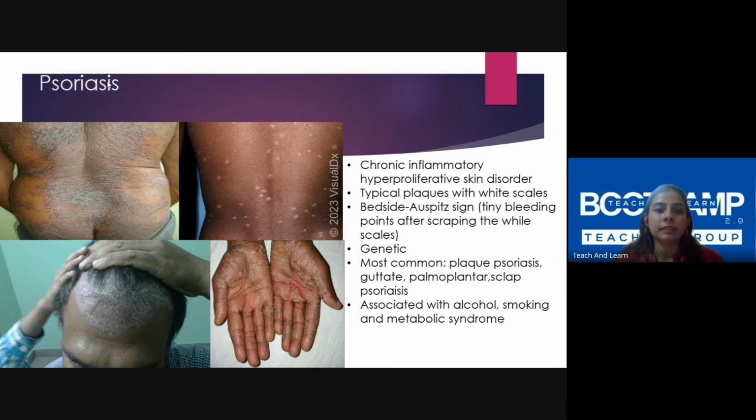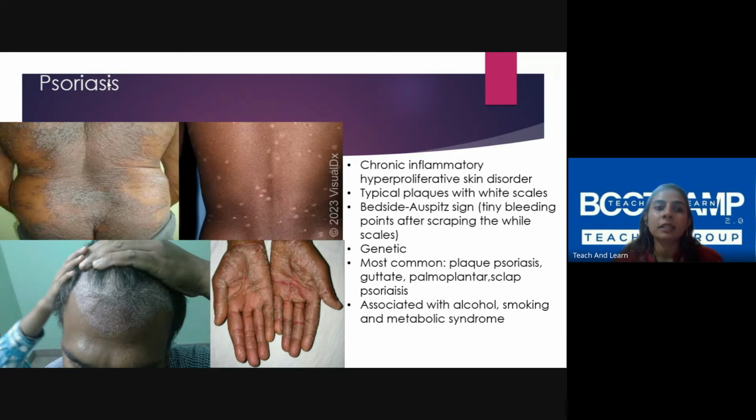Most common things that you're going to be seeing are plaque, psoriasis, guttate, palmoplantar, scalp psoriasis. Everything else is self-explanatory, but guttate will be the one on the right top corner, which has small button-shaped lesions. There are also plaques with scales, but these will be small lesions, and palmoplantar will be just on the palms and the soles, nowhere else.